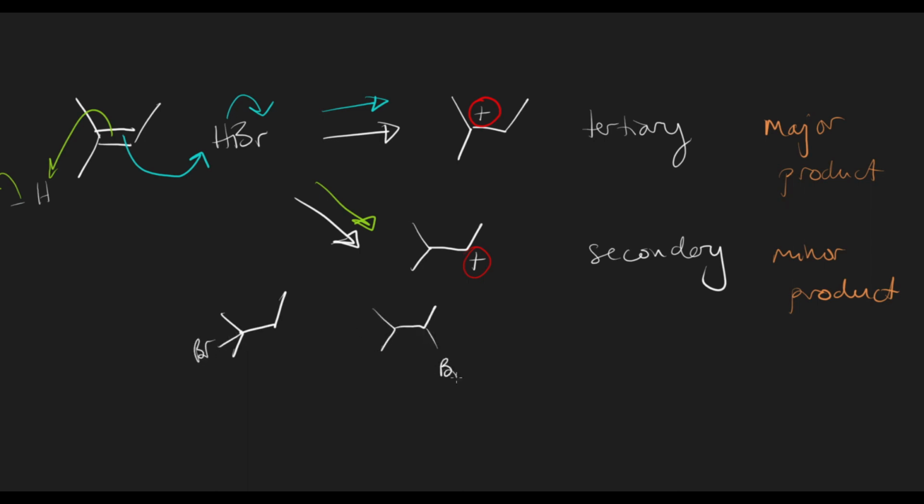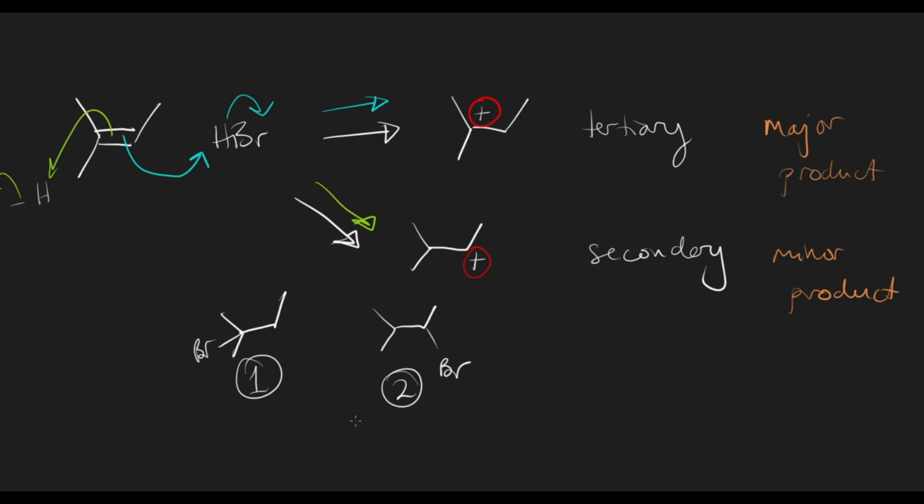And of these two products, we know that number one will be the major product, and number two will be the secondary product, the minor product. This is sometimes referred to as Markovnikov's rule, and it allows you to explain where the electrophilic part of the added molecule will go and where the hydrogen will go.